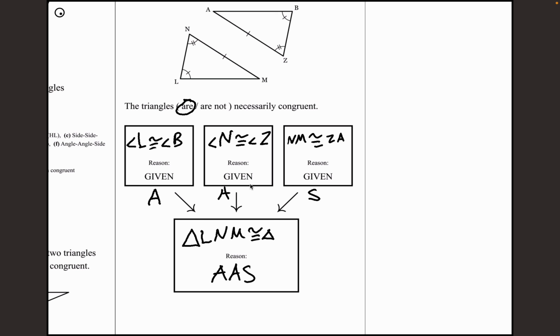How do I name the other one to follow the angles? BZA. Because angle L and angle B are congruent. Angle Z and angle N are congruent. Angle M and angle A are congruent. Okay? Does that make sense?